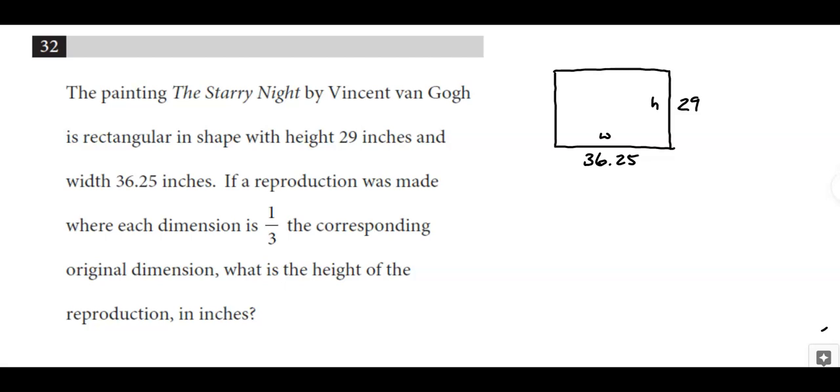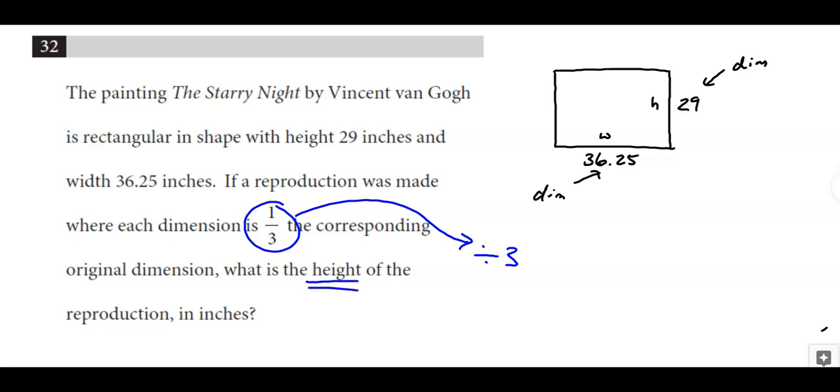If a reproduction was made where each dimension, so that's what these guys are, the dimensions, is 1/3 of the original dimension. So 1/3 basically means that we're going to divide by 3. We're going to shrink it down to 1/3 size. They want to know what is the height of the reproduction. So this was the original. The reproduction, we just need to divide that by 3.